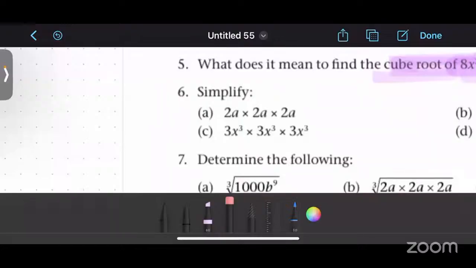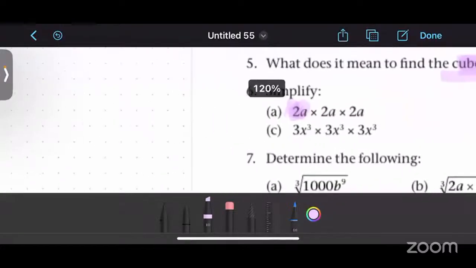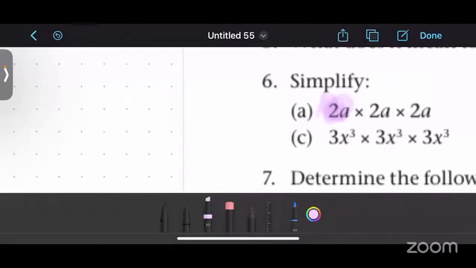So now I'm going to show you another way of doing it. We have this over here, which is 2a. How many bases do we have here? Just in 2a, how many bases? We have two bases, okay? So when you have 2a, you have two bases, which is 2 and a. Both of them are bases.